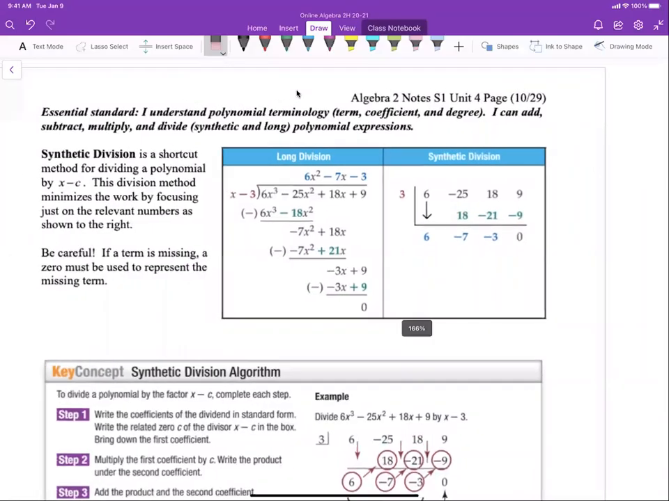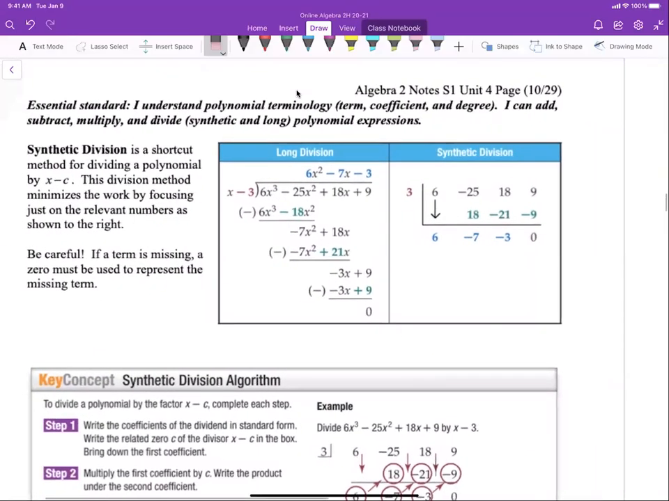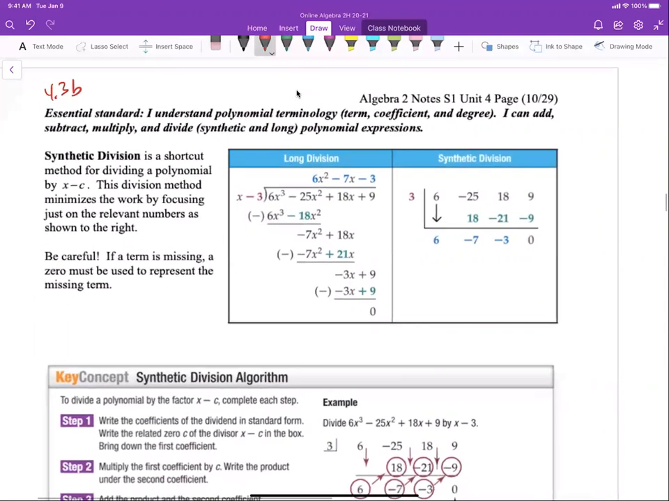All right, we're going to continue on with our next lecture, and this is 4.3b. We are in the same essential standard, except we are going to learn how to divide our polynomial expressions using synthetic division.